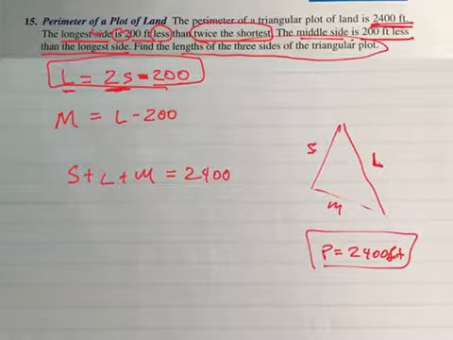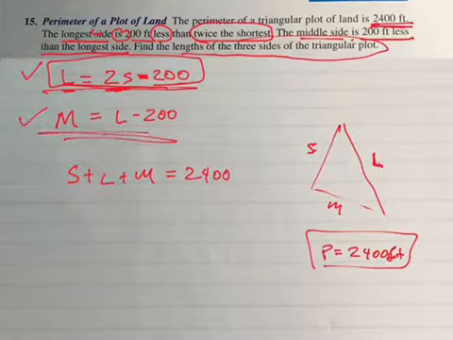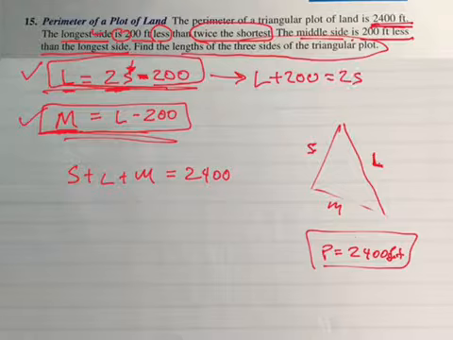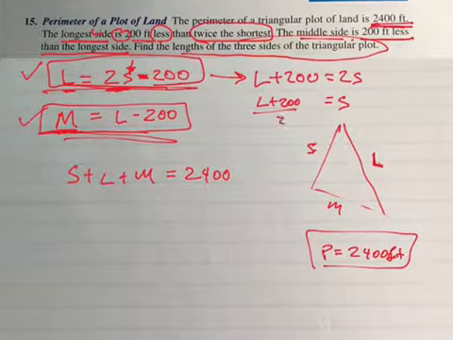Do you notice what these all have in common? What variable do they each have? An L. They both have an L. So let's write M in terms of L, which we already did, and let's write S in terms of L. So let's rewrite this equation so that S is by itself. I first add 200, right? And now I divide by 2. S equals (L plus 200) divided by 2.